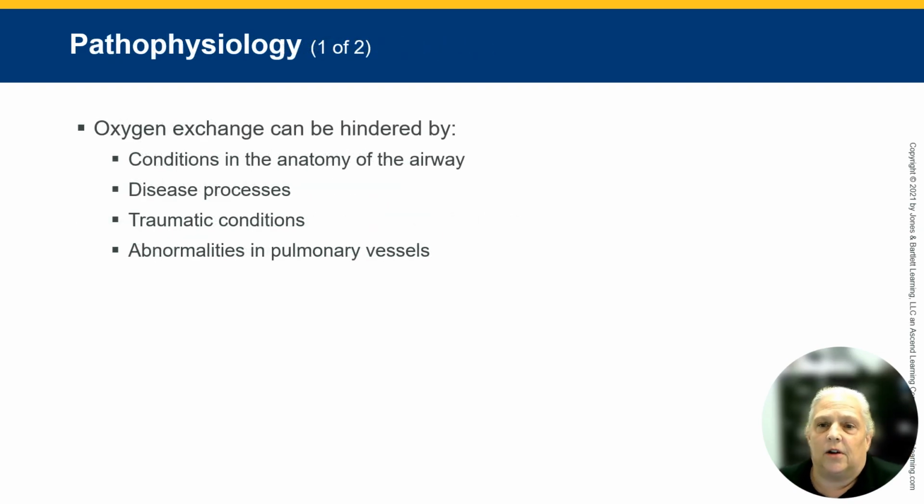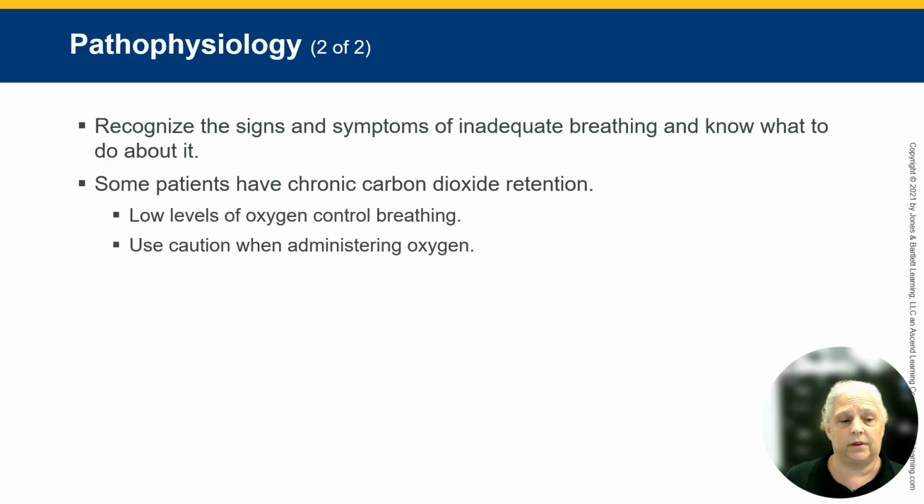Some of the things that could cause the oxygen exchange to be impaired or hindered is if there's an issue with the anatomy of the airway, if there's some sort of disease process, infection, inflammation, some traumatic conditions, or if there's abnormalities in the pulmonary vessels such as a pulmonary embolus. We want to recognize our signs and symptoms of inadequate breathing, and we need to know how to treat it.